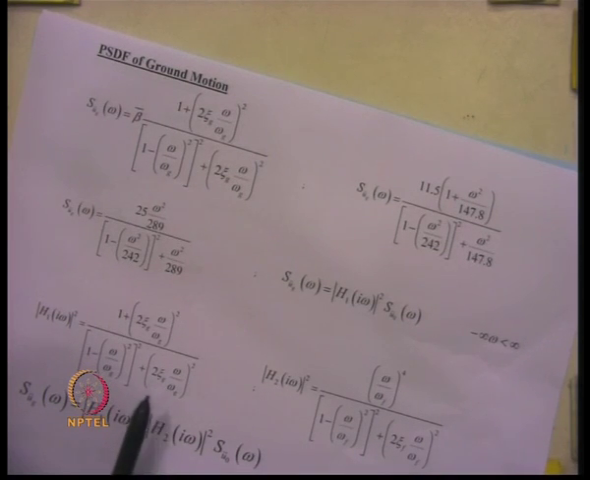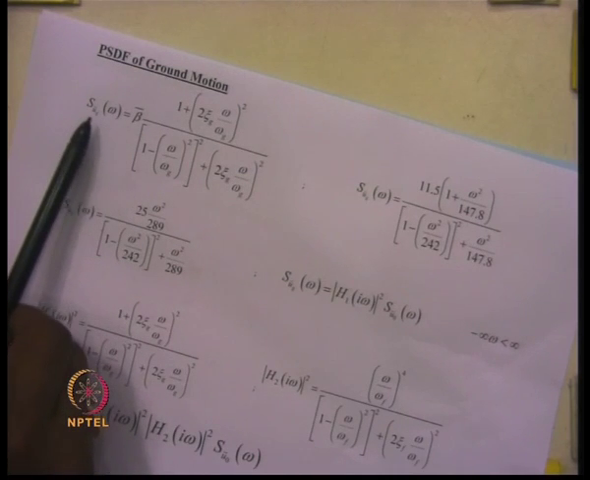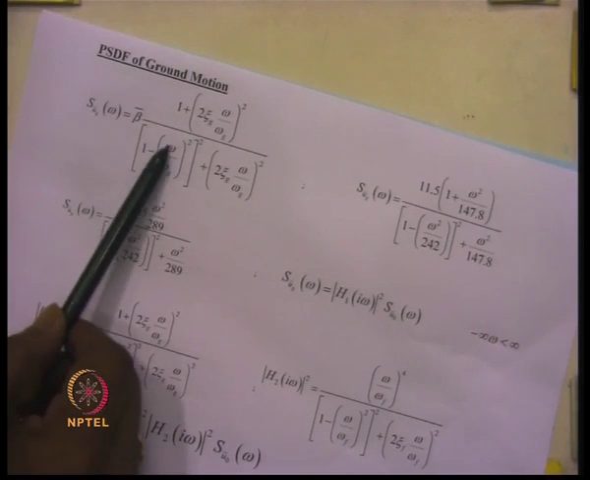So, this is for filter 1 and this is for filter 2, and the predominant frequency for filter 1 is omega g, and for filter 2 it is omega f. Similarly, the damping constants for the two filters vary. Now, this was a modification of the power spectral density function expression given by this equation.